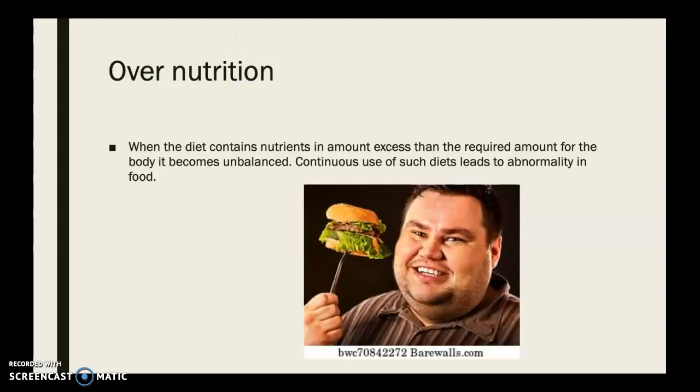Now here we have first overnutrition. Overnutrition is when the diet contains nutrients in excess amount than the required amount and the body gets imbalanced. So continuous use of such diets leads to abnormality in the body. Here you are seeing a person who is suffering from overnutrition. He is suffering from obesity, a condition which occurs due to abnormality of food in the diet.